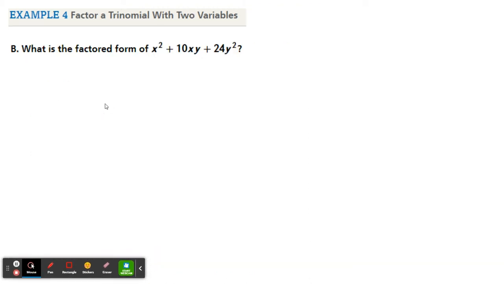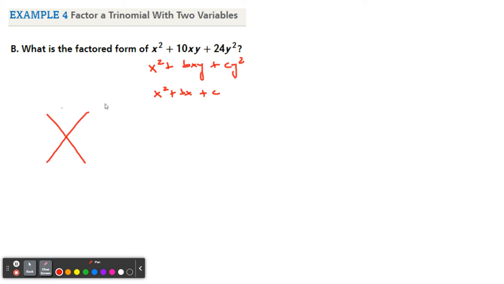Okay, so let's take a look at the next example here. What is the factored form of x squared plus 10xy plus 24y squared? Again, this is x squared. And if you want to put plus bxy plus cy squared, it's okay. Whatever. The y's don't matter. You could just put x squared plus bx plus c. It doesn't matter. Just make sure you throw a y in the second spots in the parentheses.